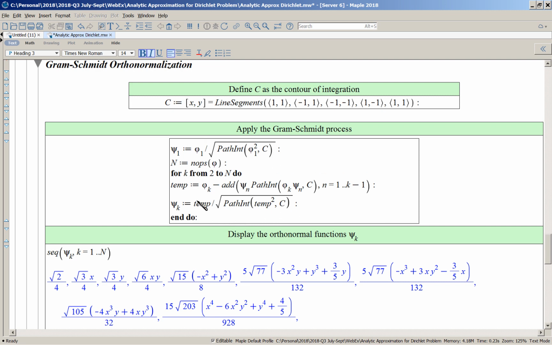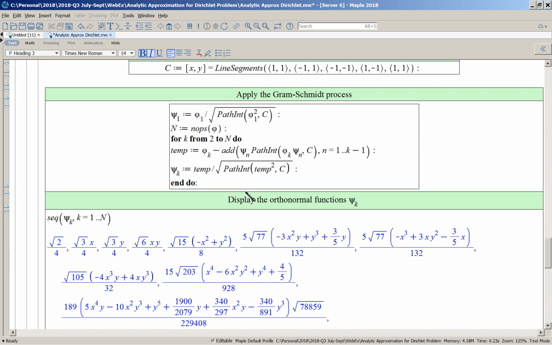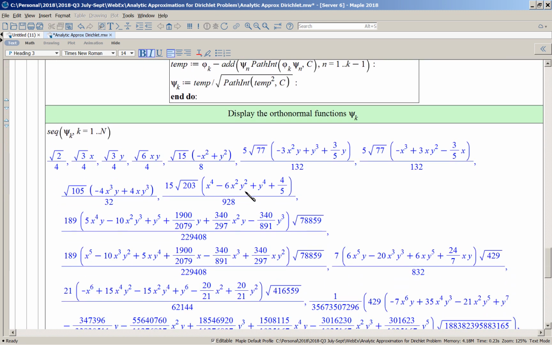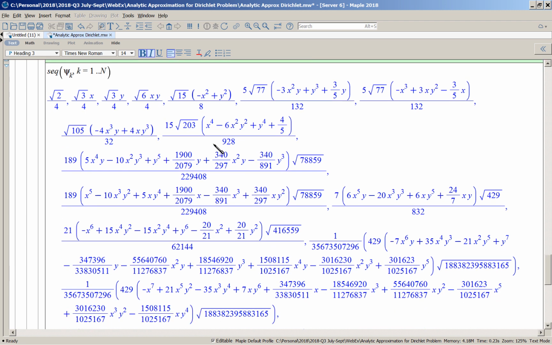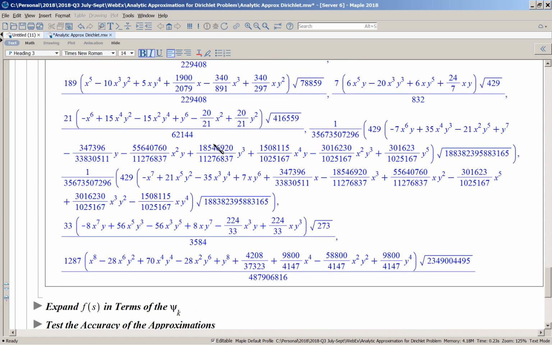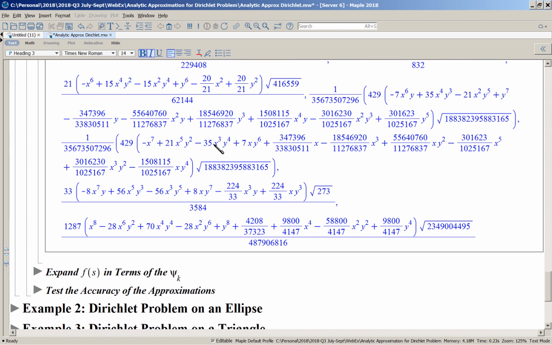So this loop creates a collection of psi functions. And what do they look like? Well, here you're going to have a constant, was the first one. These are the degree 1. Here are the degree 2, and so forth. Now imagine doing this by hand. Just imagine doing that by hand. The possibility for making mistakes.